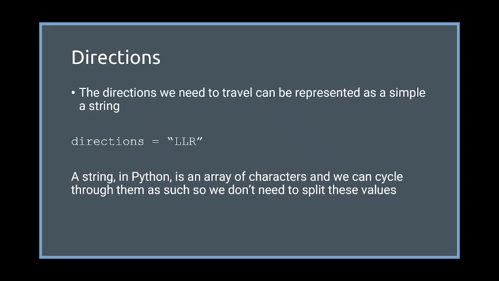So first off, we need to extract the directions out of our text file, and that's the top line. And this is a pretty simple thing to do because it's just a string. So we can see there we've got directions equals LLR. A string in Python is just an array of characters, and we can cycle through them as such, so we don't actually need to split those values. Once we've got it into a variable, it will work happily for us.